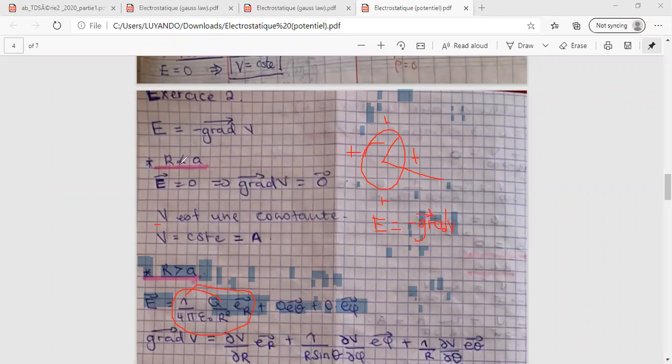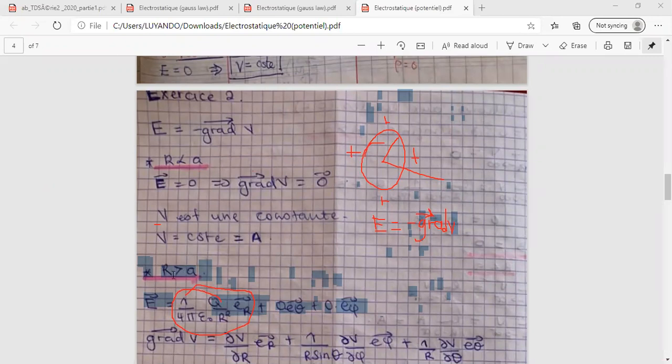So for here, we said that our E was equal to 0. So we replaced it here with 0. We integrated both sides. We had a constant on this side, and here we had V. So our V was going to be equal to a constant. And then we replaced the constant by a constant A. And then the same thing for the other one.